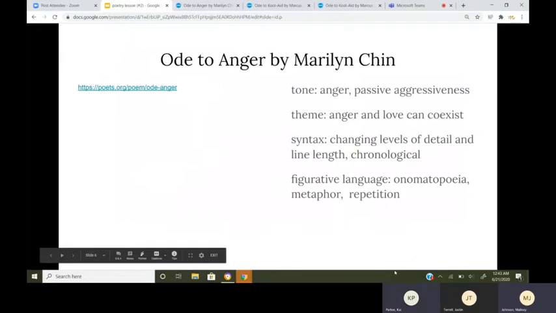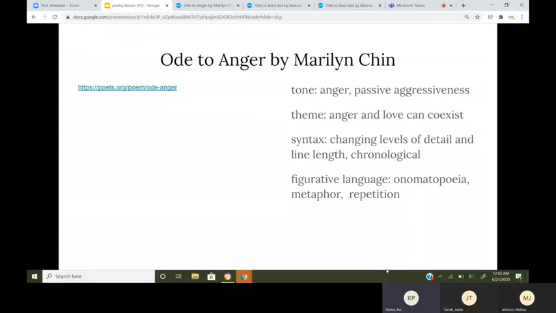So in this poem, the tone we're seeing is anger. As the poem says, it's an ode to anger. But we're also seeing passive aggressive because the author is reflecting on this time of her life with anger and passive aggressiveness. The theme that we saw, and just a note, poems can have many different themes, and you can identify different themes, they can all be correct. The poem that we found was that anger and love can coexist.